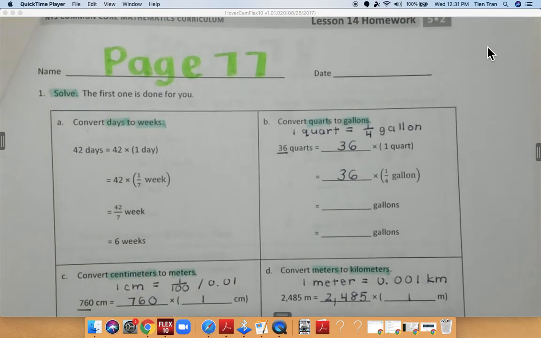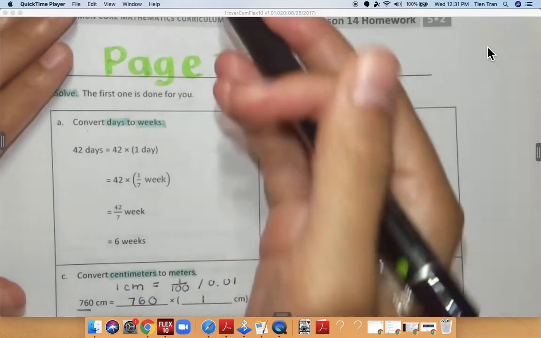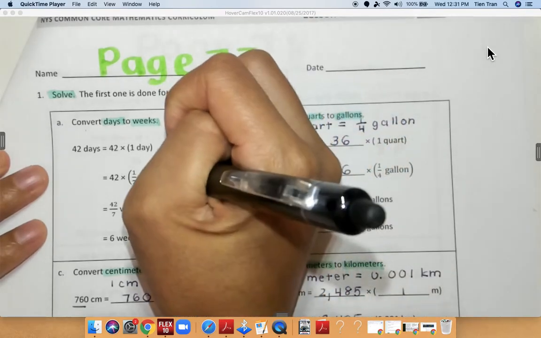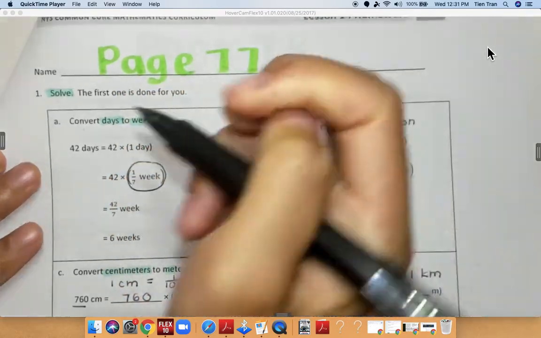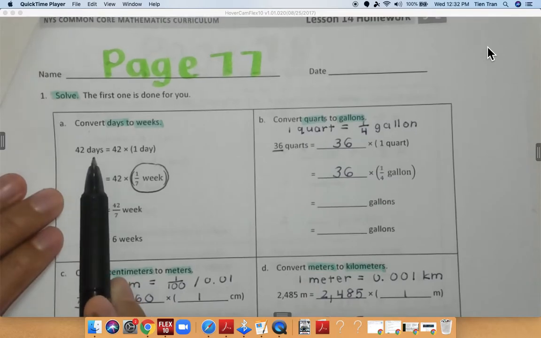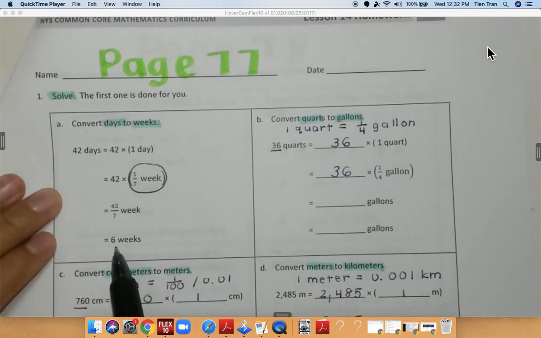We know that it takes 7 days in 1 week. So in order to have that, you're going to write 1/7. You're multiplying times 1/7, and the reason being is because you are dividing the amount of days in order to get how many weeks there are. Okay, and that's going to give you 6 weeks. So 42 days is equal to 6 weeks, and that makes sense.